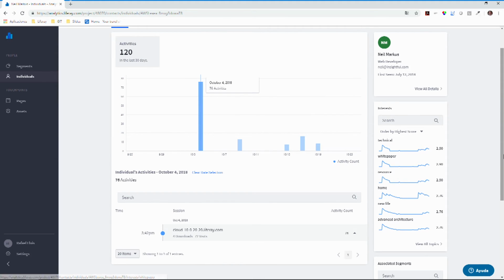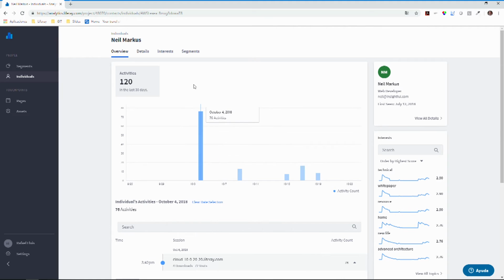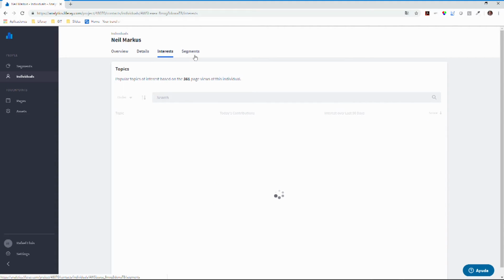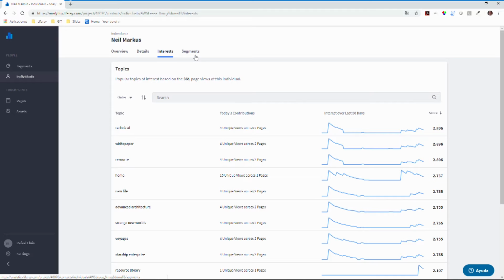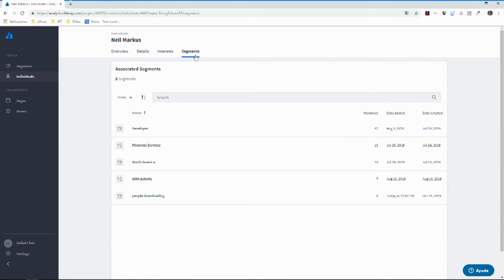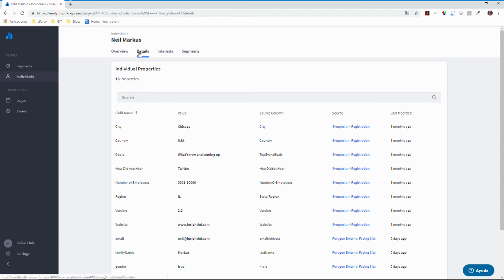Depending on the day, et cetera. And I was mentioning the interests and the segments that this specific user belongs to. About the details, what do we have in that single customer view that we have for a user?